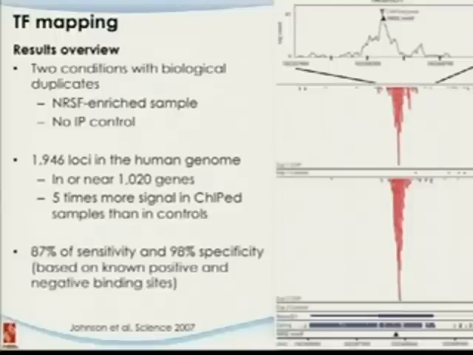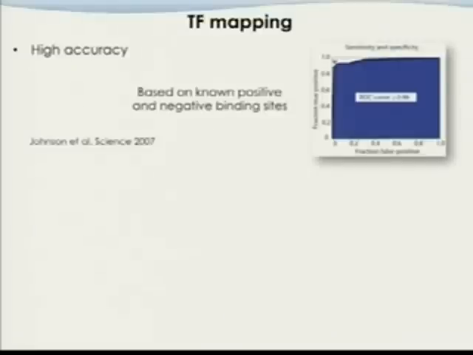And more importantly, they did evaluate their approach. They found about 87% sensitivity and 98% specificity. This is really based on known positive and negative binding sites of this protein in the T cell lymphoblastoma cells. And you can see this is the ROC curve, and you can really look at it. This is a very high accuracy, and their AUC, the area under the curve, reached 96%, which is a very accurate prediction.